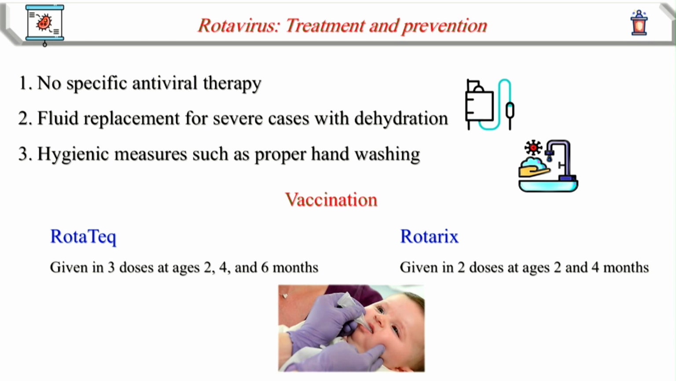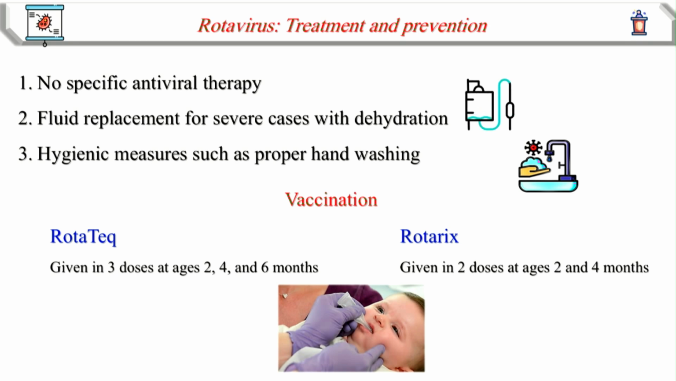And eventually, the treatment and prevention. No specific antiviral is present to this date against rotavirus. Fluid replacement for severe cases such as dehydration should be done, because dehydration is considered a fatal condition for infants and children. Hygienic measures such as proper hand washing should be taken into consideration, because this mitigates or reduces, as I mentioned in the first slide, the burden of disease.